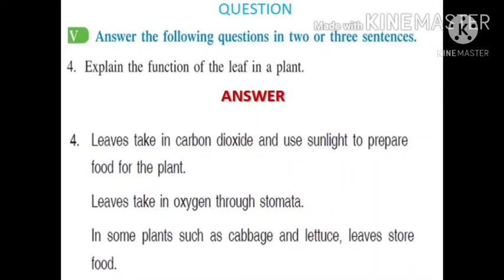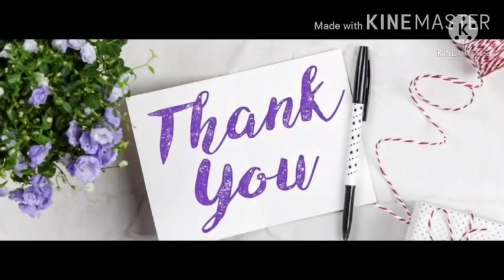Answer, leaves take in carbon dioxide and use sunlight to prepare food for the plant. Leaves take in oxygen through stomata. In some plants such as cabbage and lettuce, leaves store food for the plant. So these are the functions of a leaf. Leaf can prepare food for the plant. Leaf can take oxygen to breathe through their stomata, and some leaves can store food like cabbage and lettuce.